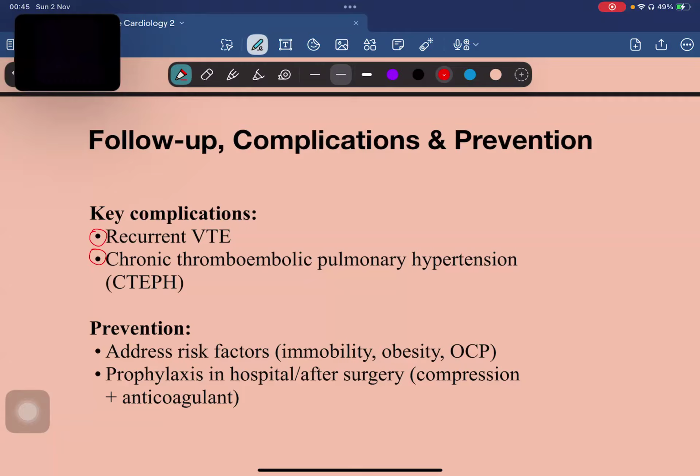And I believe that for AMC pulmonary embolism, they ask questions on both acute management and follow-up preventive steps. So this part is something that you cannot just leave behind when it comes to AMC preparation. So it's good to know that.